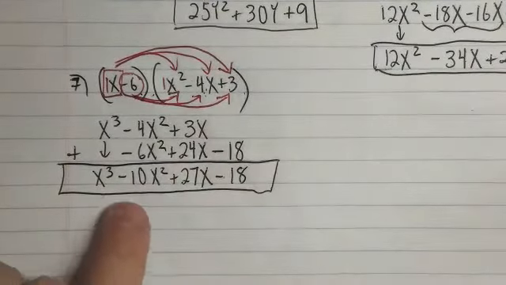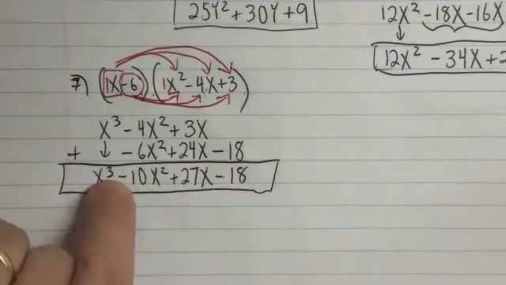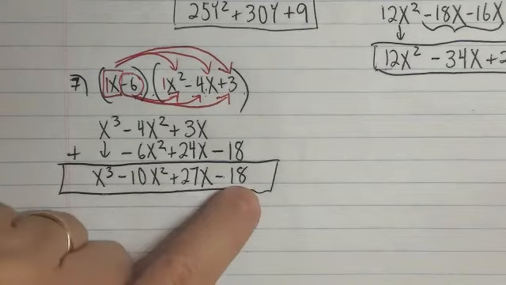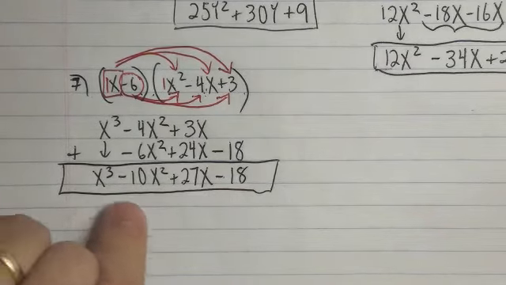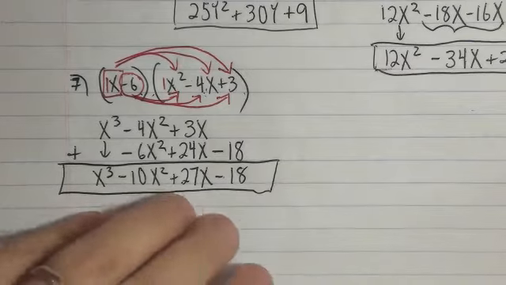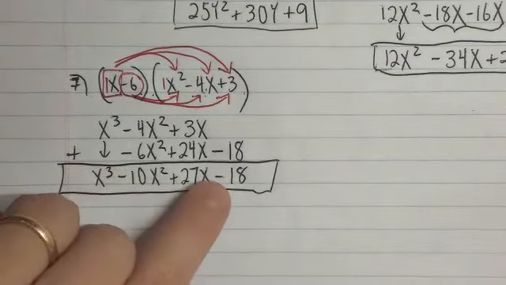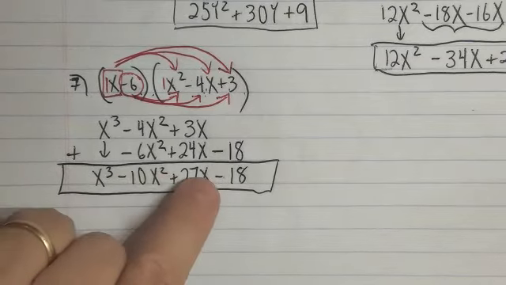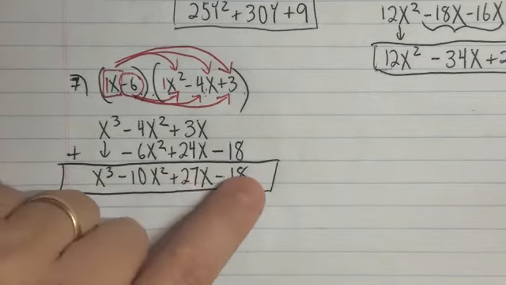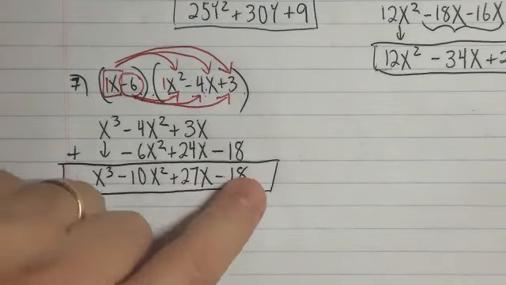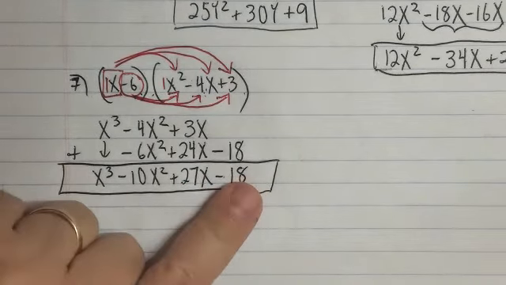Again, you always want to check, are any of these like terms? This is x to the third, x squared, x, and negative 18. They are not. Remember, same variable, which they have the same variable. The reason why I can't add these together is the exponents are different. This one's 3, this one's 2, this exponent is actually 1. And then we have our constant here as well.